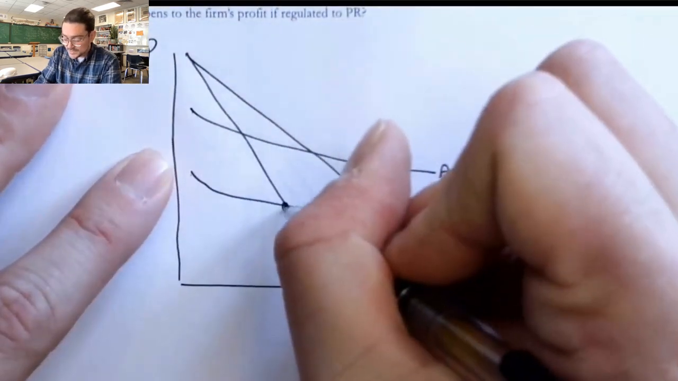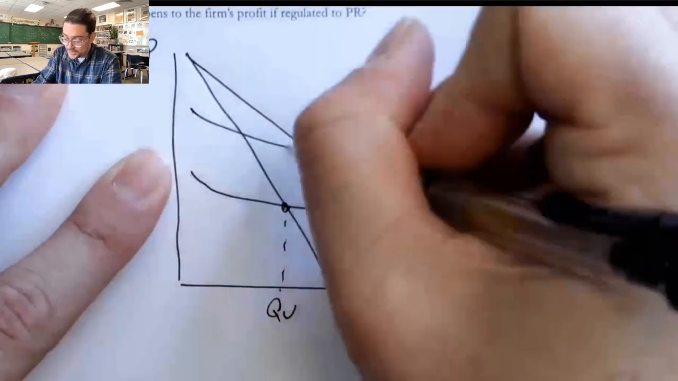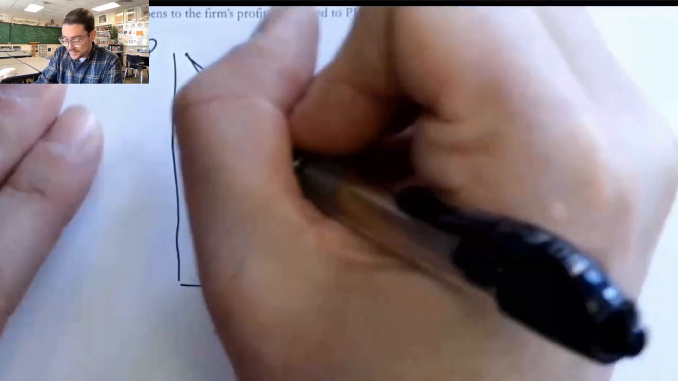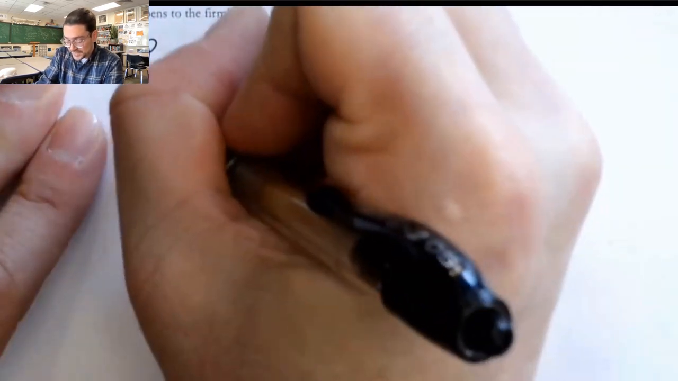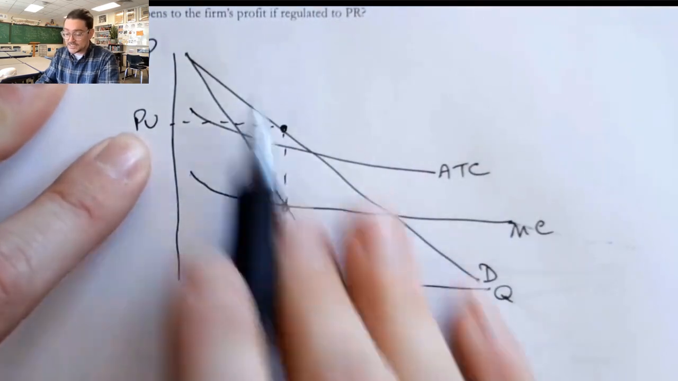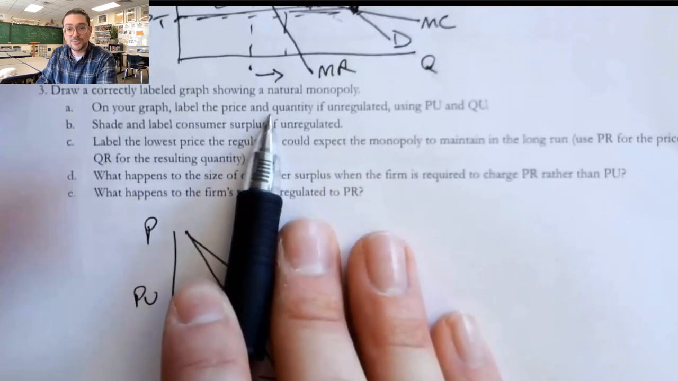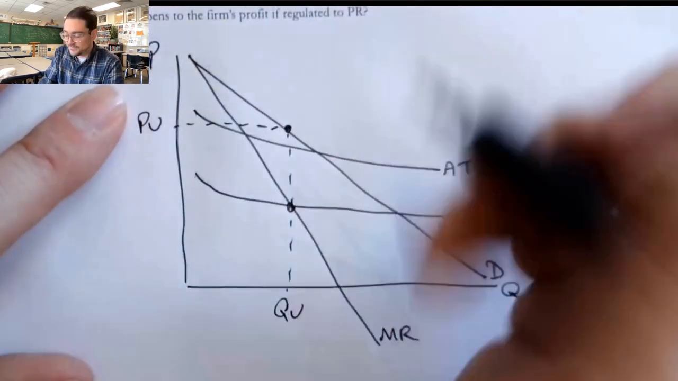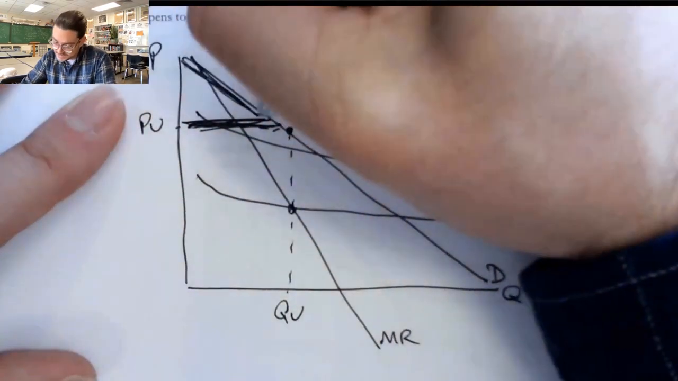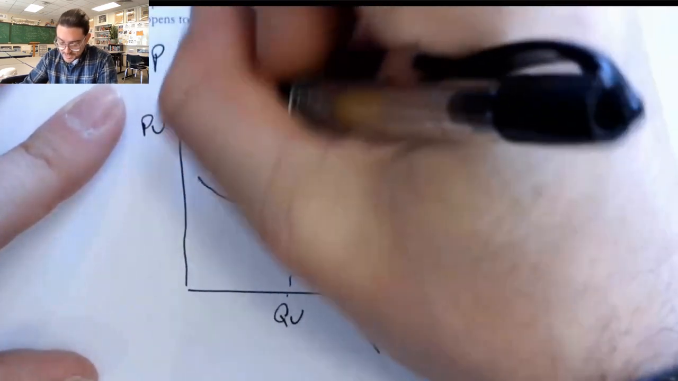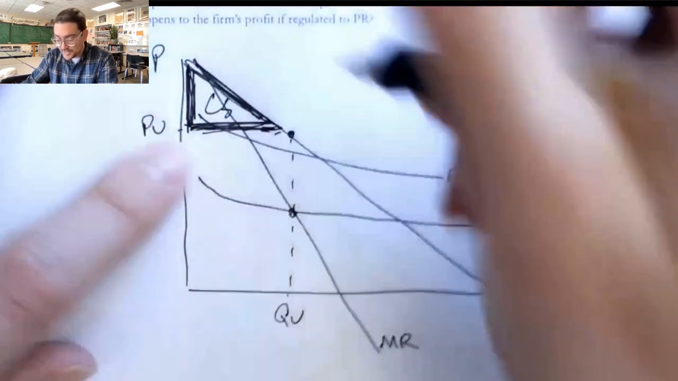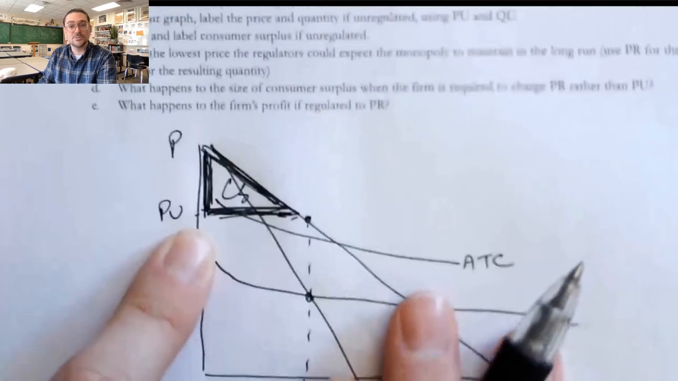So MR equals MC here, then at QU, and we go all the way up here to the demand curve to find PU, the unregulated price. Then it says shade and label consumer surplus if unregulated. Well, if they're unregulated, the price up to the demand curve tells us the consumer surplus. So the area up here above the price up to the demand curve is consumer surplus.